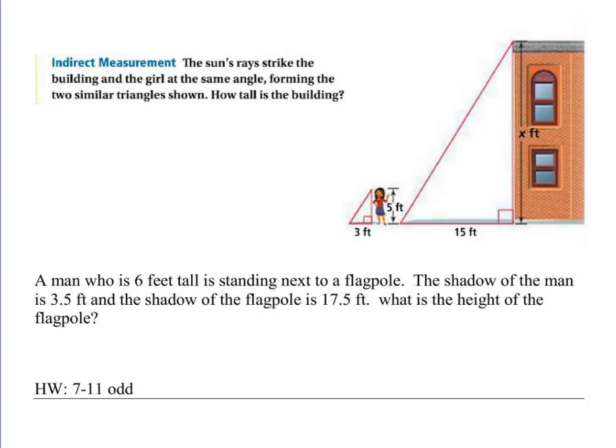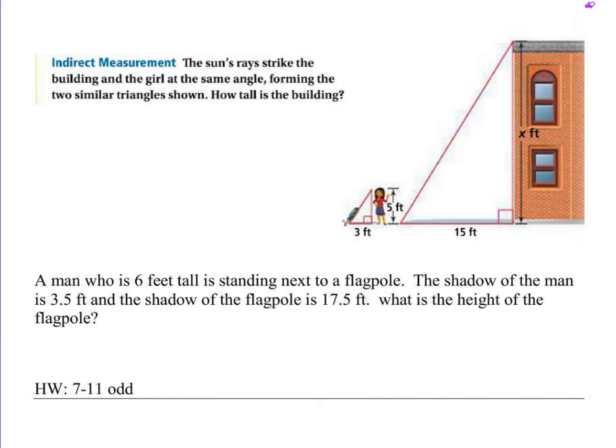This problem could be straight out of a geometry book, actually. It comes out of the algebra book, but this is basically geometry. Geometry, ACT, things like that love to throw problems that look like this at you. The sun's rays strike the building and the girl at the same angle. That should make sense to you. We got the sun way up here, right? And it's shining down. So the sun is making the building cast a shadow, the same as it's making the girl cast a shadow. Okay?